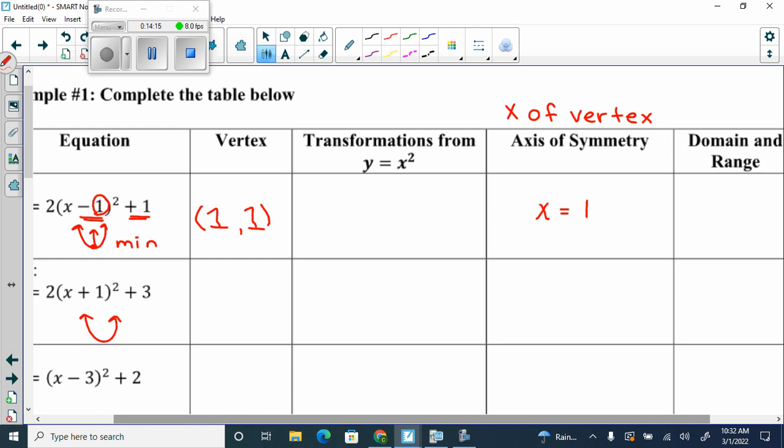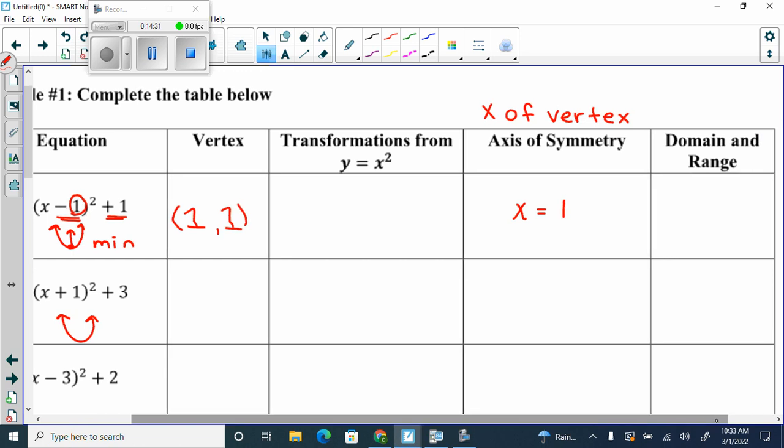What's my domain? What's it going to be? It's going to be x ∈ R, the reals. Doesn't really matter, right? So my domain, I'm going to put a D by it. It's going to be x such that x ∈ R.